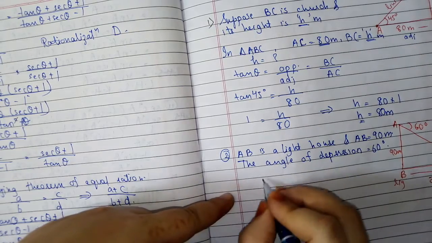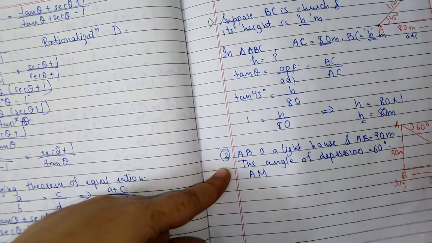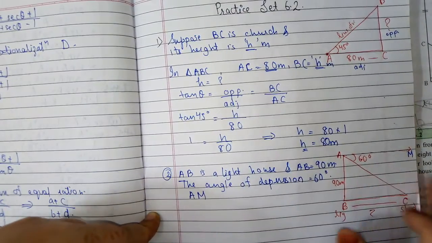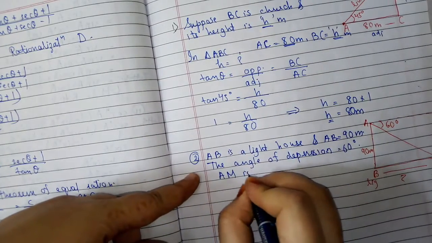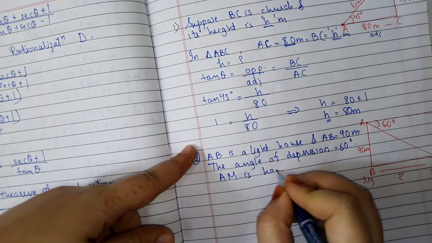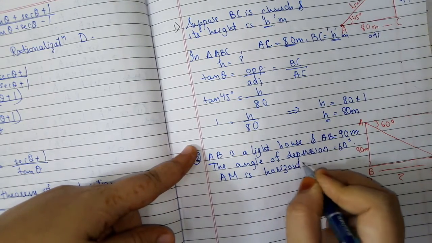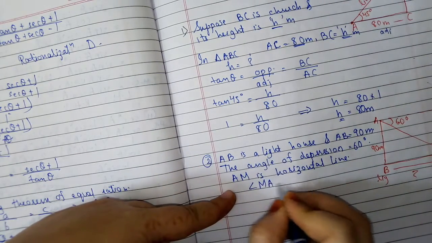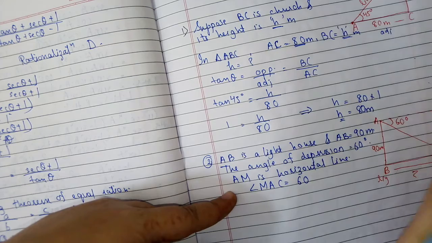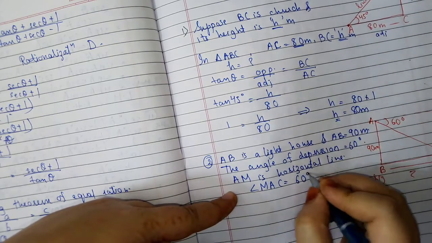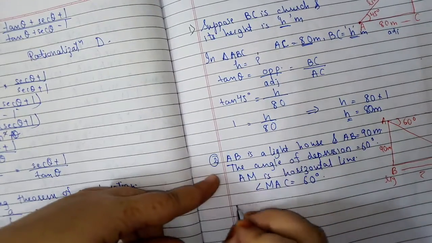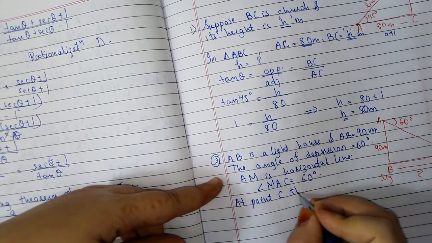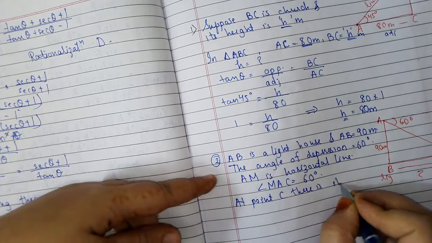It is given. And here what is the horizontal line? AM. This AM will be horizontal line. Okay, AM is horizontal line. Alright, angle MAC, this is 60 degree, which is of elevation. Okay, and here at point C there is a ship.